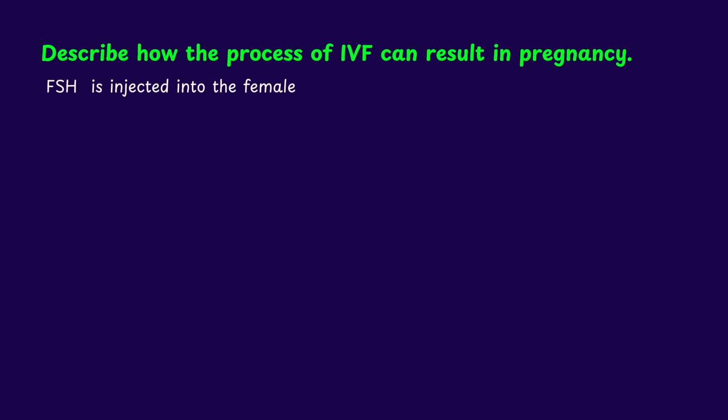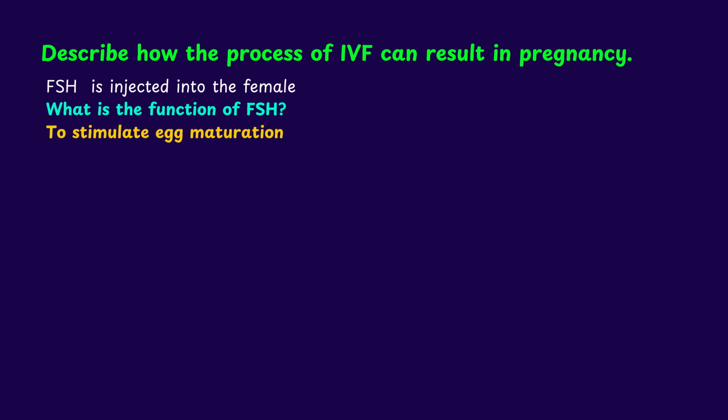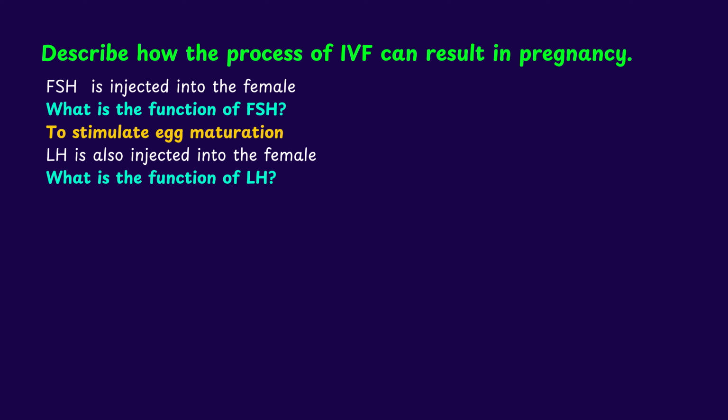So 1. FSH is injected into the female. You can't just write that though. You need to say what FSH is used for. So what is the function of FSH? FSH is used to stimulate egg maturation. The next point is that LH is also injected into the female. What's the function of LH? LH stimulates egg release or ovulation.